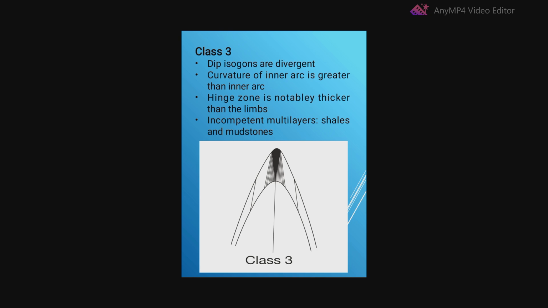Then class 3 fold, where dip isogons are divergent. As you can see, the dip isogons are diverging from the center, and the curvature of the outer arc is greater than the curvature of the inner arc, and the hinge zone is notably thicker than the limb area. So it is found in incompetent layers like shales and mudstones.